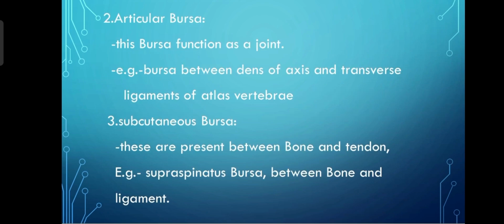Second is articular bursa. This bursa reduces friction at a joint. Example: the bursa between dens of axis and transverse ligament of atlas vertebra. Third is subtendinous bursa. These are present between bone and tendon. Example: supraspinatus bursa between bone and tendon.